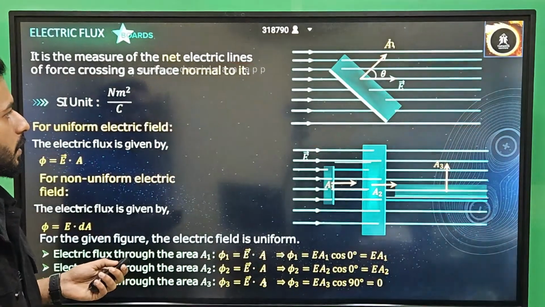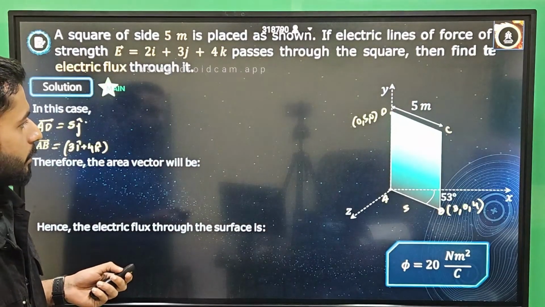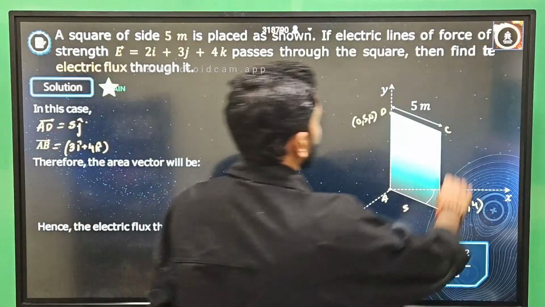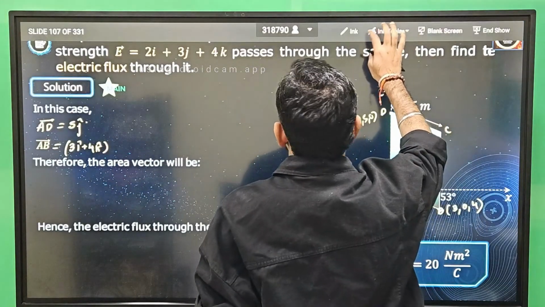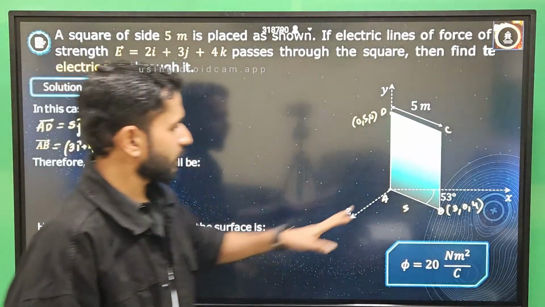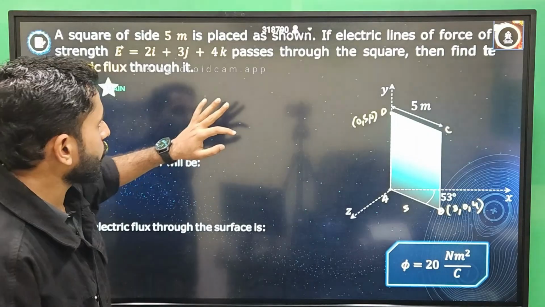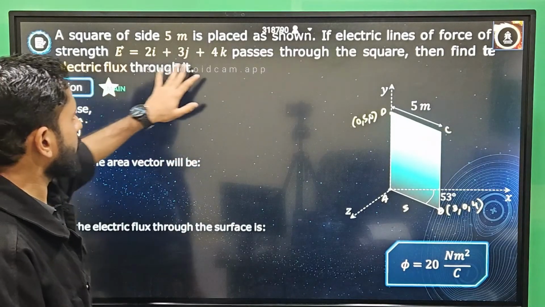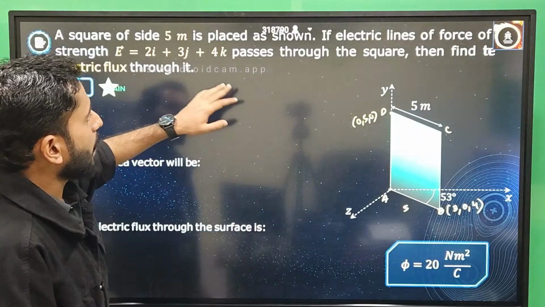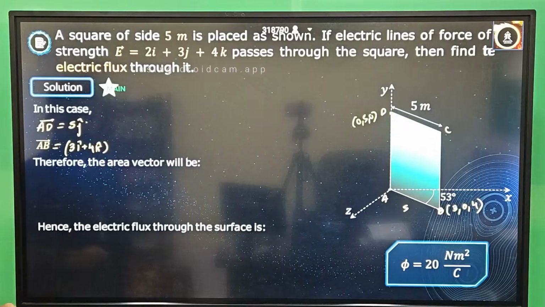Fine. So let's move to the next one. Now let's calculate flux by yourself. Write a simple question. Firstly read the question. A square of side 5 meter is placed like this. If electric lines of force of this strength pass through the square, then find the electric flux through it.